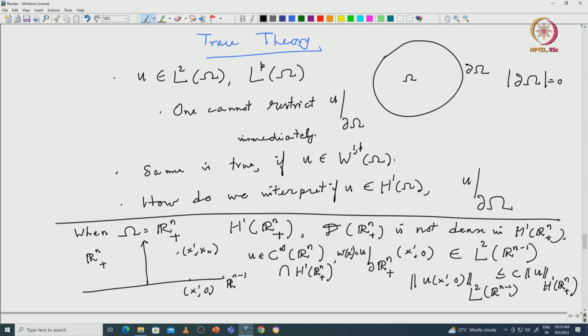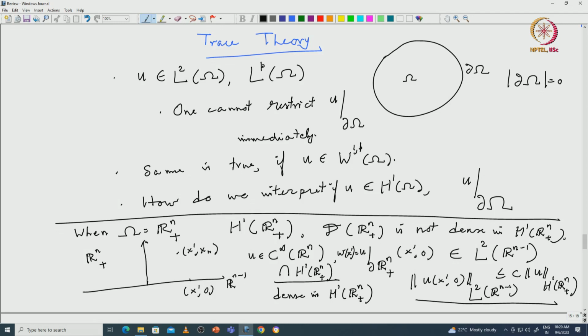So, for the restricted functions you have the continuity, and this is dense in H1 of R n plus. So, every function in H1 of R n plus can be approximated by smooth functions, but not compactly supported functions in R n plus, but not compact in R n plus 1 functions. And with this inequality, now you can extend.